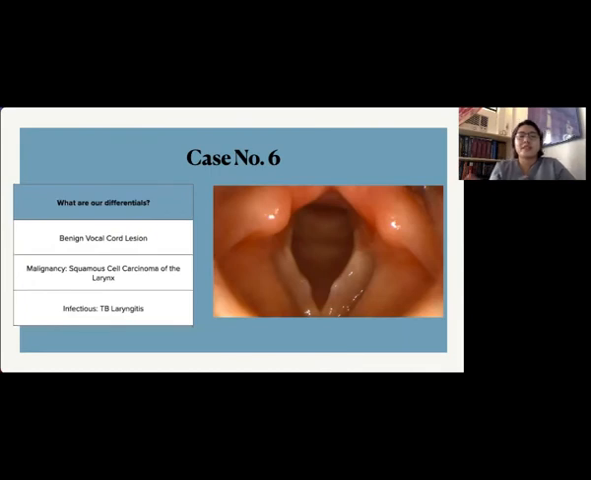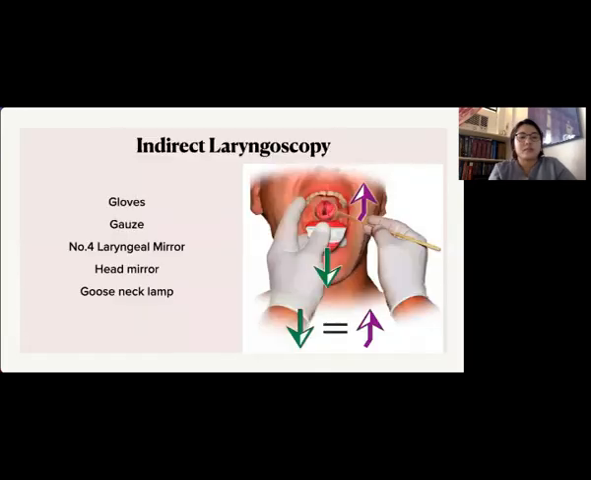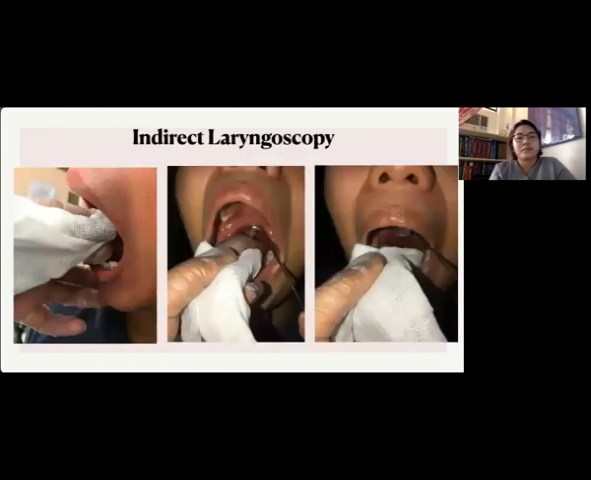So what are the differentials? For this one, we can think of a benign vocal cord lesion, or it could also be a malignancy, so a squamous cell carcinoma of the larynx, which is very common. And then we could also think of an infectious cause, TB laryngitis. Okay, so how are you going to do your indirect laryngoscopy?